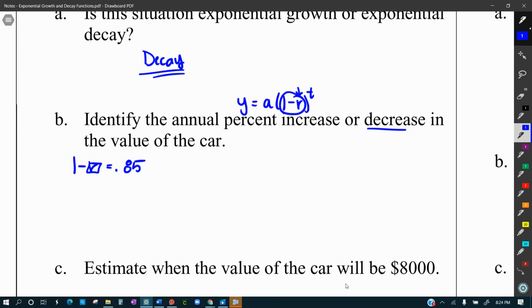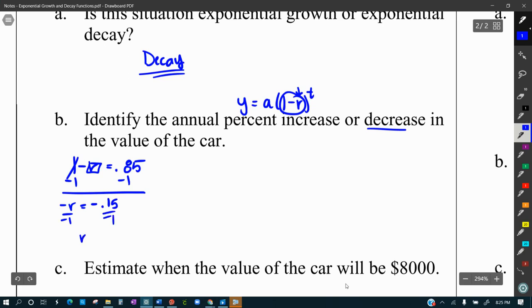So you can either think through this logically, or you can solve for r. Subtract 1 from both sides, and we end up with negative r is equal to 0.85 minus 1, which is negative 0.15. And then divide out negative 1 to have an r value of 0.15, which gives us a 15% decrease per year.